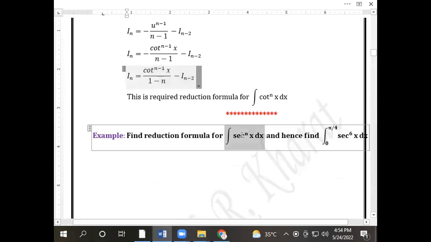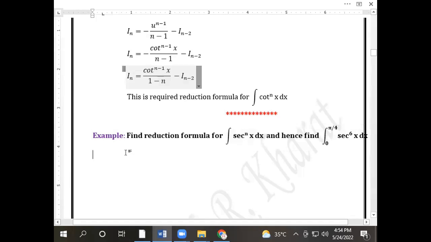Lastly, we can derive the reduction formula for sec. With the help of the reduction formula, we have to find the value of the integration from 0 to pi by 4 of sec to the power 6. Before that, we should know the reduction formula for sec.